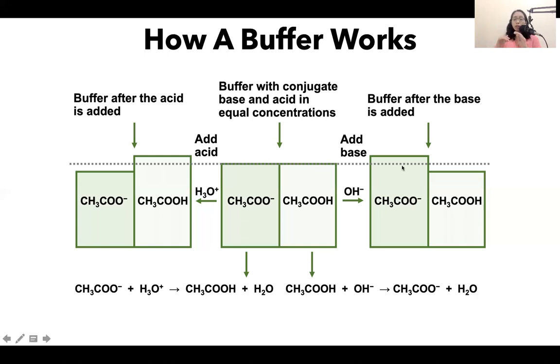Now we see the opposite effect. This time, the amount of acetic acid is decreasing because it neutralized the added base. And we see a slight increase in the amount of acetate because it was produced in the neutralization reaction. Okay, so we now see the mechanism of a buffer. So with this, you must understand why a buffer needs two components.